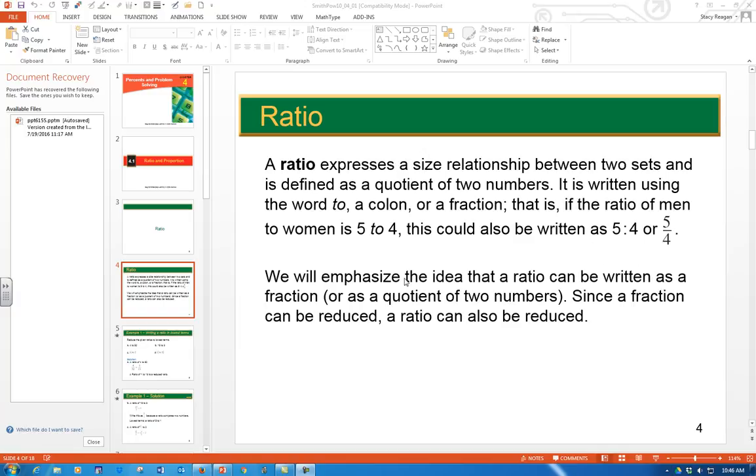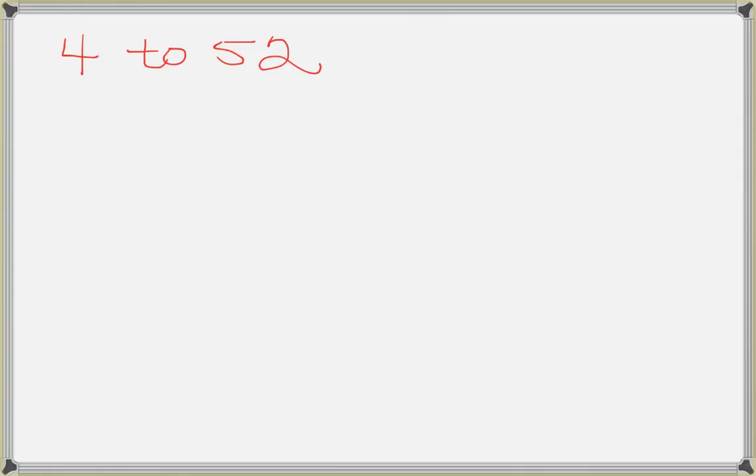So we will emphasize the idea that a ratio can be written as a fraction or as a quotient of two numbers. Since a fraction can be reduced, a ratio can also be reduced. So we're going to look at example 1 on page 176 to begin with. This is the very first example, and it actually just says reduce the given ratios to lowest terms.